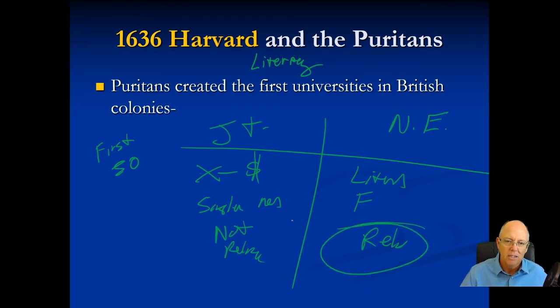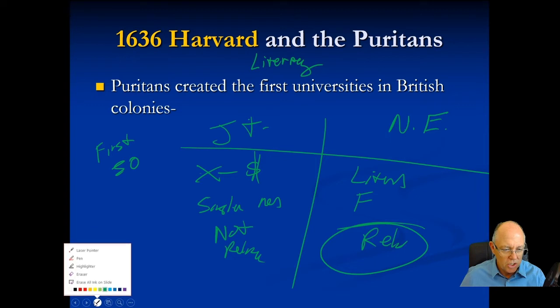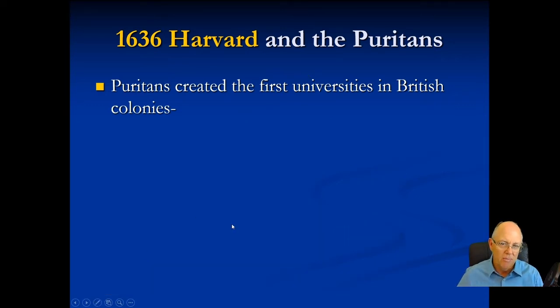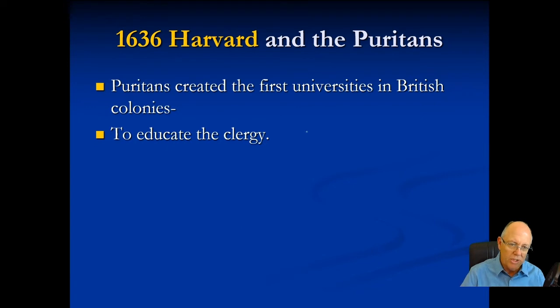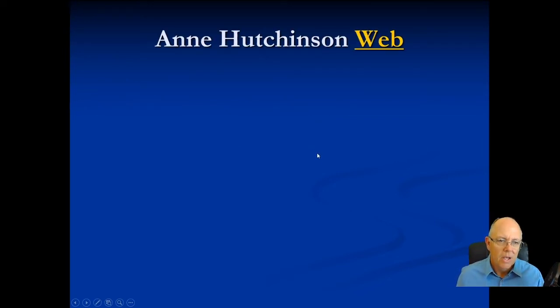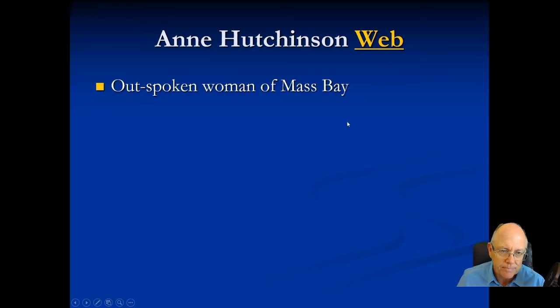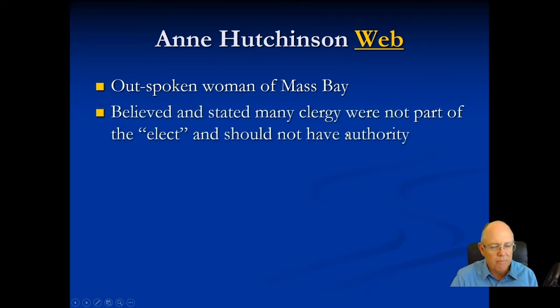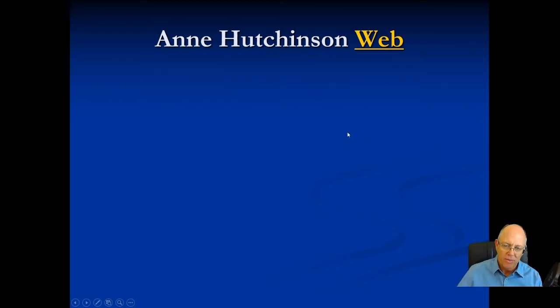They're fanatics. And so when you look at Harvard, you look at it in the context of Jamestown and New England: Harvard was established to teach the clergy, to educate the religious leaders. So New England is going to be really famous and full of that. All right, let's continue. Anne Hutchinson was an outspoken woman of Massachusetts Bay. One thing with the New England economy or New England culture is they want conformity.